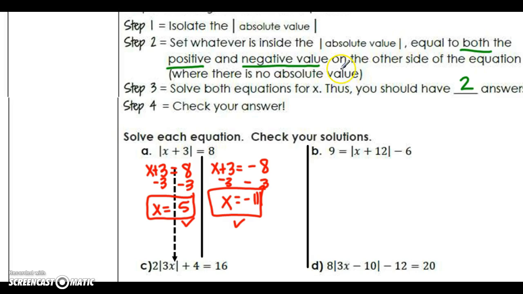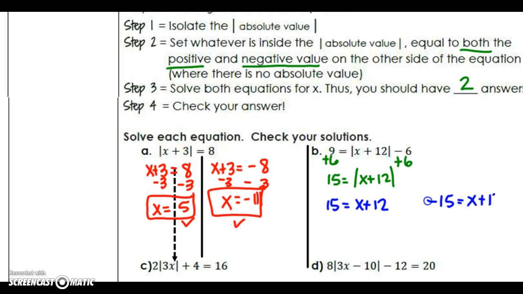All right, go ahead and look at the next one. We've got something with the absolute value. We've got to get that away first. Then we'll set it up like we did on A. So we've got 15 equals the absolute value of x plus 12. Now it's alone. Let's set up both those equations. So the first one is going to be 15 equals x plus 12, and negative 15 equals x plus 12. Again, we make the side that's not the absolute value negative.